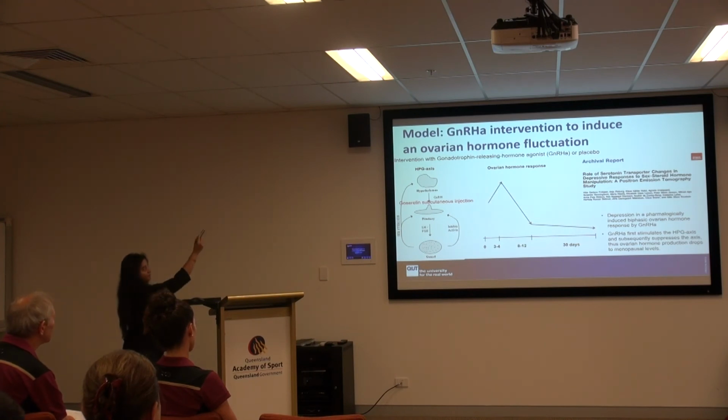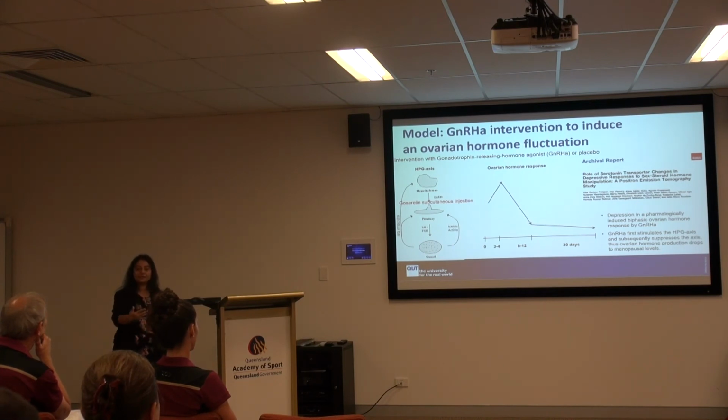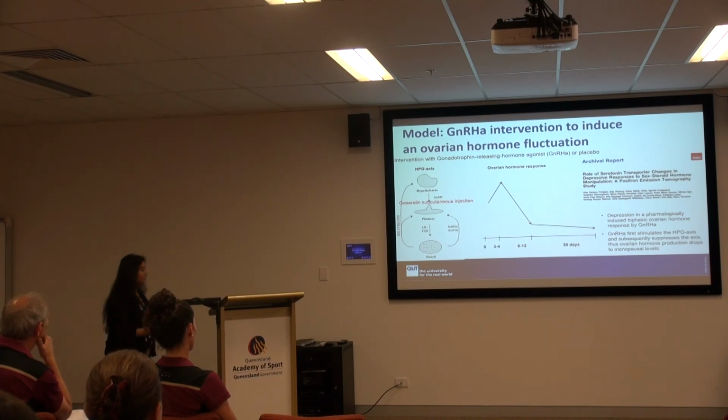So you have this increase in hormones and then a sudden decrease in hormones, and that's due to this negative feedback loop that happens. So it's very similar. If you look at the hormone patterns, it's very similar to what happens in women in late pregnancy and early postpartum. So this was a very interesting model for us to study.